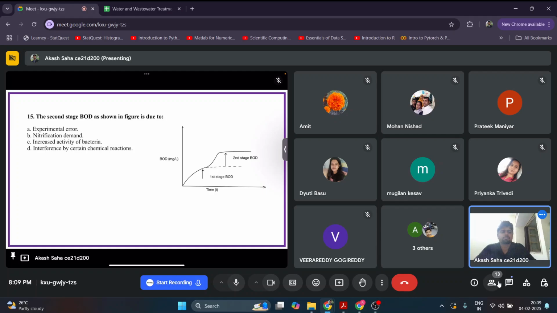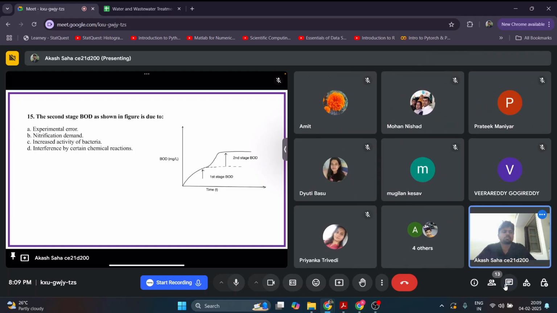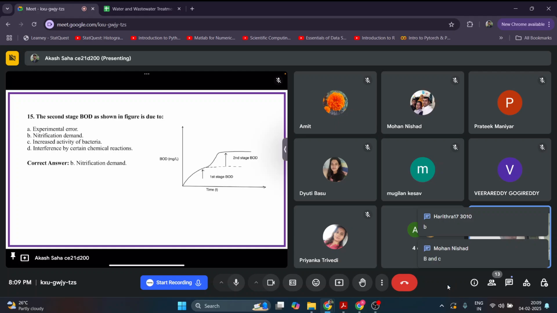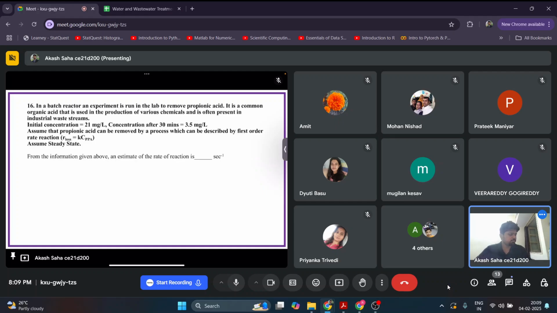Anyone else? So this is very direct. It is nitrification demand only, right? No, not B and C. C should not ideally cause a hump like that. Okay. So it should be nitrification demand.